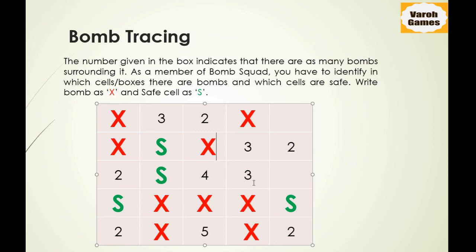Let us look at this remaining part. For this number 3, one bomb, second bomb, and third bomb. The 3 bombs are already identified. So the other cells surrounding it need to be safe. So we can write S over here. And now let us look at this number 2. This has to have 2 bombs around it. One is already identified. It means this empty cell needs to contain one bomb. So we can write X over here. So we have our solution for our bomb tracing plot. I really enjoyed solving this. Hope you all also did.